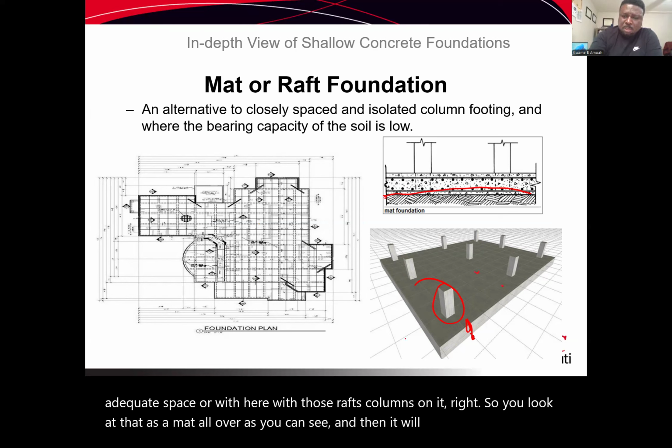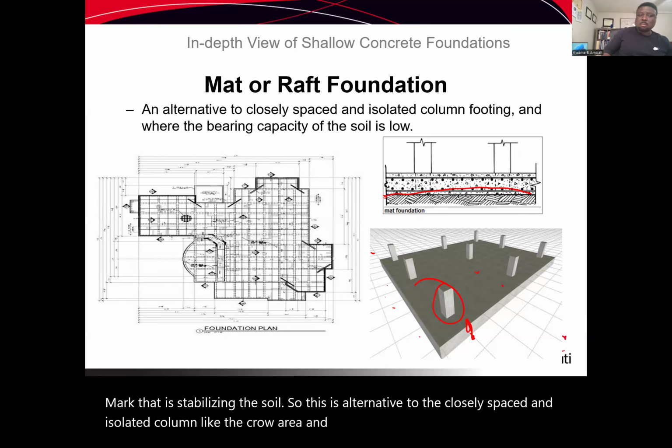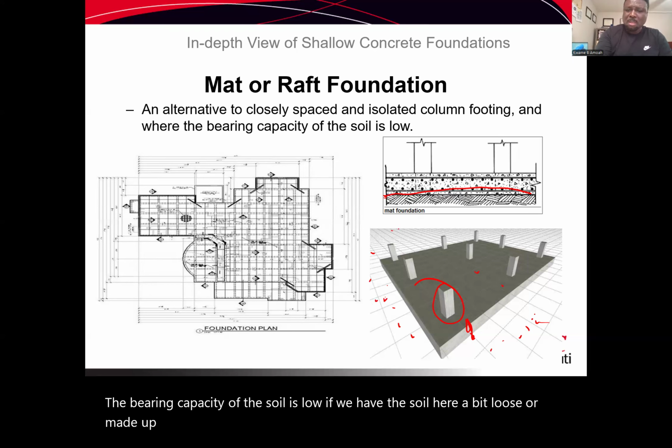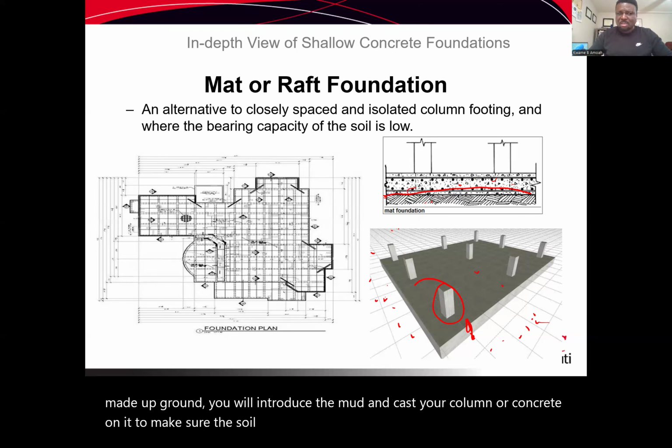So this is an alternative to the closely spaced and isolated columns, like the crowded area. And then the bearing capacity of the soil is low. If we have the soil a bit loose or made-up ground, you will introduce the mat and cast your column or concrete on it to make sure the soil is more stabilized to support the load that is coming on it. All right.